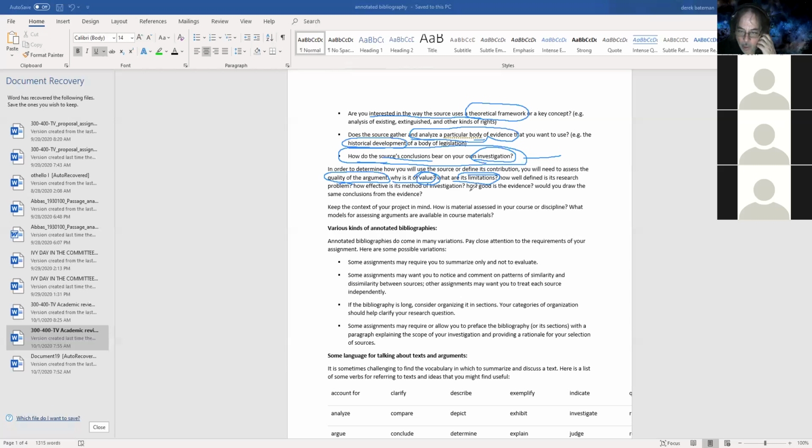Okay? How good is the evidence? I mean, at this point, your argument here will be that the evidence is good. Otherwise, you wouldn't be using it. You don't have to necessarily agree with the conclusions that the article has.